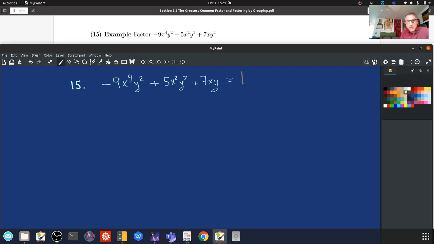Now I look at all my x terms, and I take the smallest exponent, which is 1. Now I look at all my y terms, and I take the smallest exponent, which is 1. So xy is my GCF.